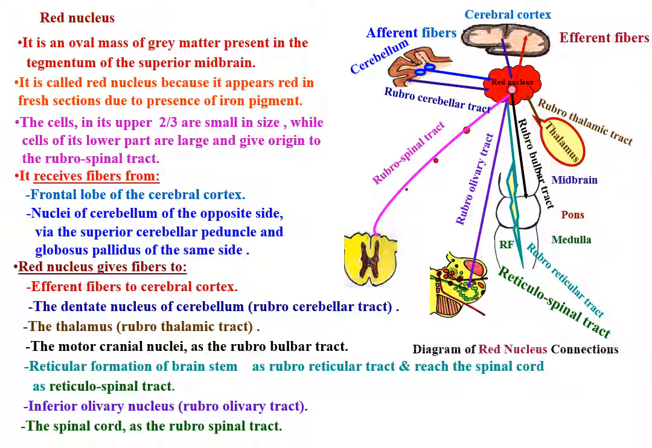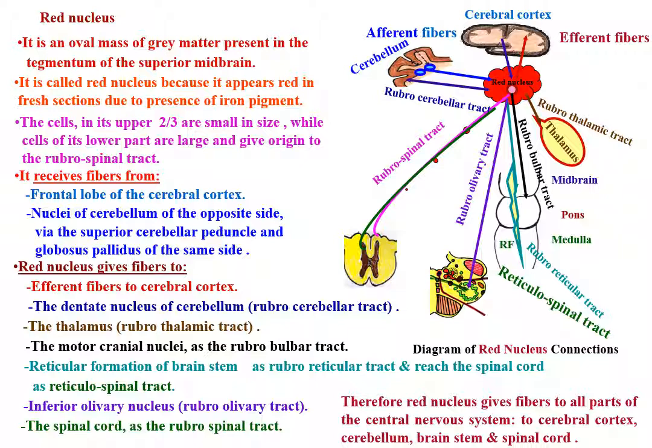Therefore, the red nucleus gives fibers to all parts of the central nervous system: the cerebral cortex, the cerebellum, the brain stem, and the spinal cord.